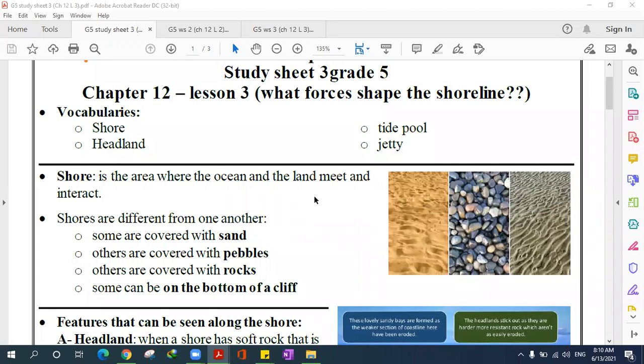Okay, guys, as a continuous revision over chapter 12, we are gonna continue with lesson 3, what forces shape the shoreline. You guys already know some of them. Vocabularies: shore, headland, tide pool, and jetty. Some of those vocabularies you guys already have or had before.